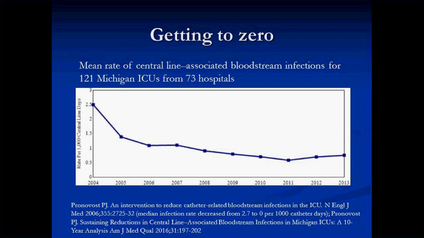The first couple of years show the effect of their intervention. This is the mean rate of central line-associated bloodstream infections for 121 Michigan ICUs from 73 hospitals. The idea here, from the quality people driving this intervention, was that rather than waiting around for a perfect randomized trial to decide what to do in infection prevention for CLABSIs, let's take the best evidence that we have, put together a bundle of approaches, apply them, and see if we can reduce infections. And that's what they did here.